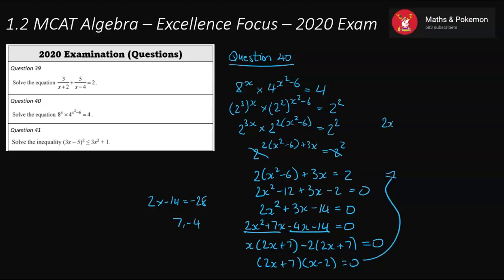So 2x plus 7 equals 0. That'll give us the first answer. x minus 2 equals 0. That'll give us the second answer. So we're going to go minus 7, minus 7. 2x is equal to negative 7. Divide by 2, divide by 2. My first answer for x is equal to negative 7 over 2. My second answer, this one's a bit easier, plus 2, plus 2. The second answer for x is equal to positive 2.